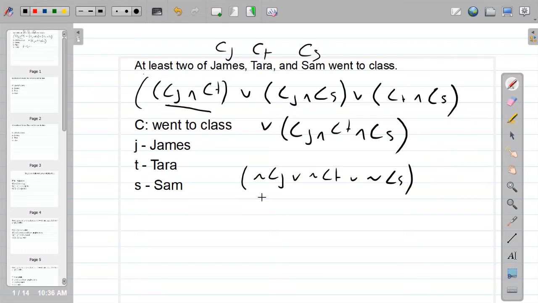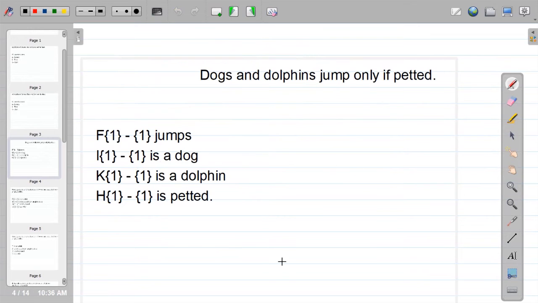What else we got? All right, so this is sort of Logic 2010 style stuff. I think something very similar to this is in the exercises for this week. So, dogs and dolphins jump only if petted. Okay.